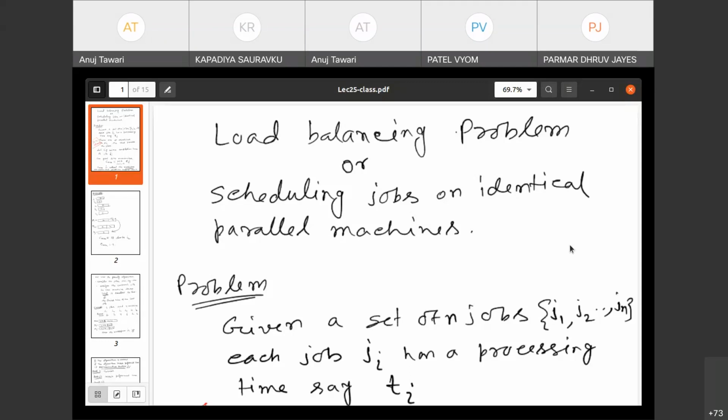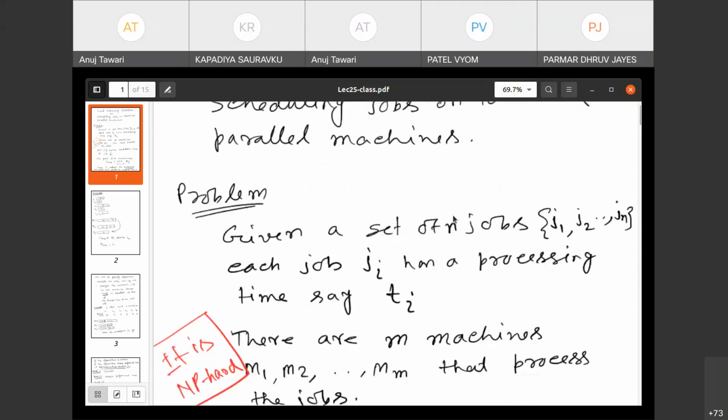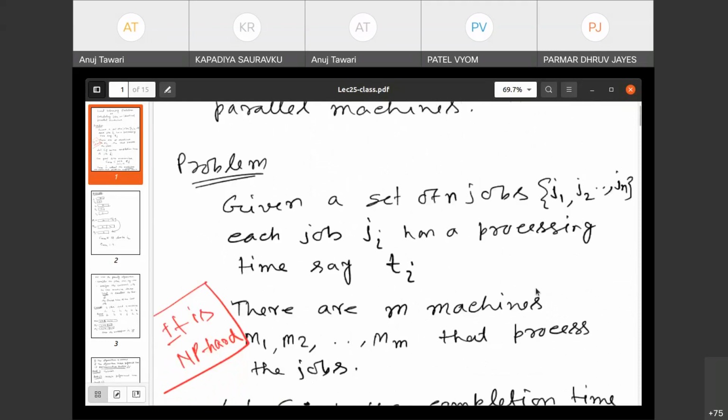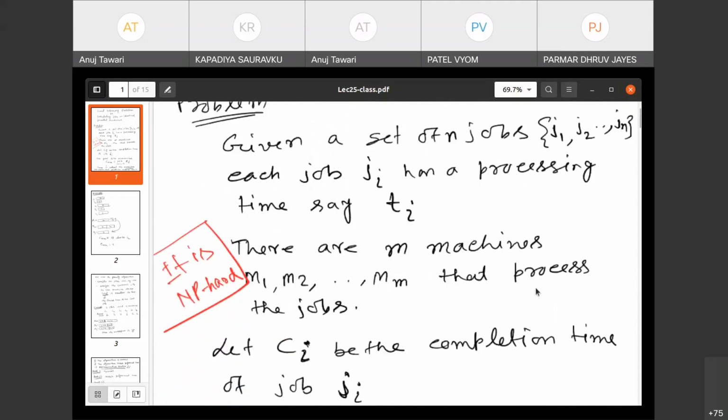So I briefly introduced this to you. We are given a set of n jobs, J1, J2 up to Jn, and each job Ji has a processing time of, say, Ti. So J1 has processing time T1, J2 has processing time T2, and so on. And we have m machines. These jobs can be processed in parallel on these m machines, and they are numbered M1, M2 up to Mm.